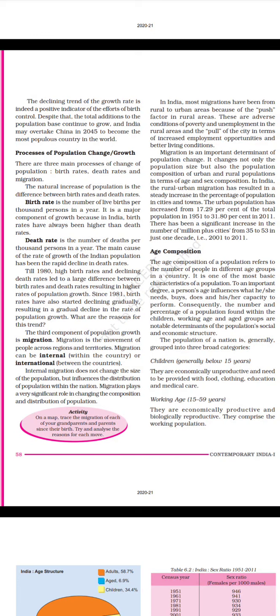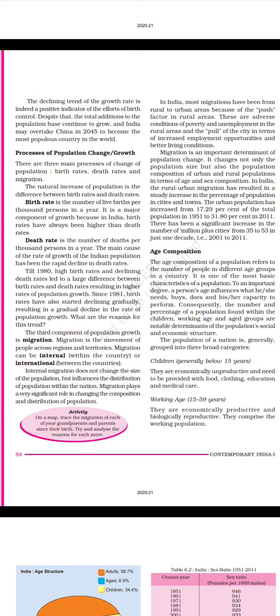Process of population change and growth. There are three main processes of change of population: birth rates, death rates, and migration. The natural increase of population is the difference between birth rates and death rates. Birth rate is the number of live births per thousand persons in a year. It is a major component of growth because in India, birth rates have always been higher than death rates.